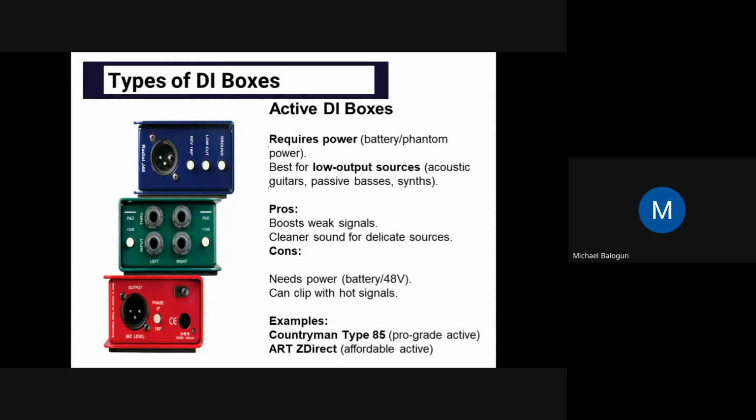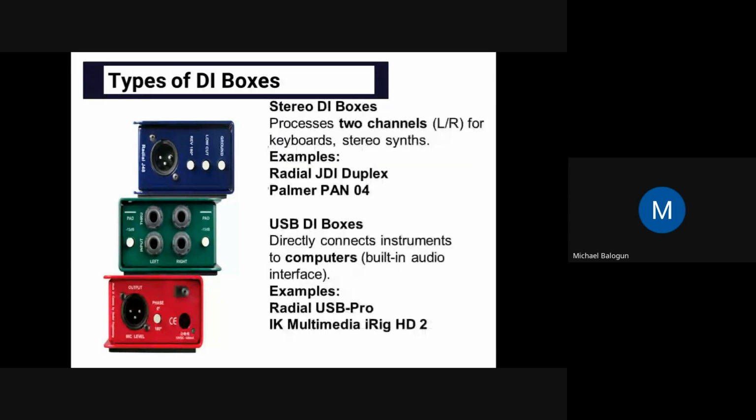So active requires power, like I said. It boosts speaker signals. So that's the DI box. Then there is the stereo DI box, with two channels, the same thing: left and right. For example, like our keyboard, some of our instruments are stereo.